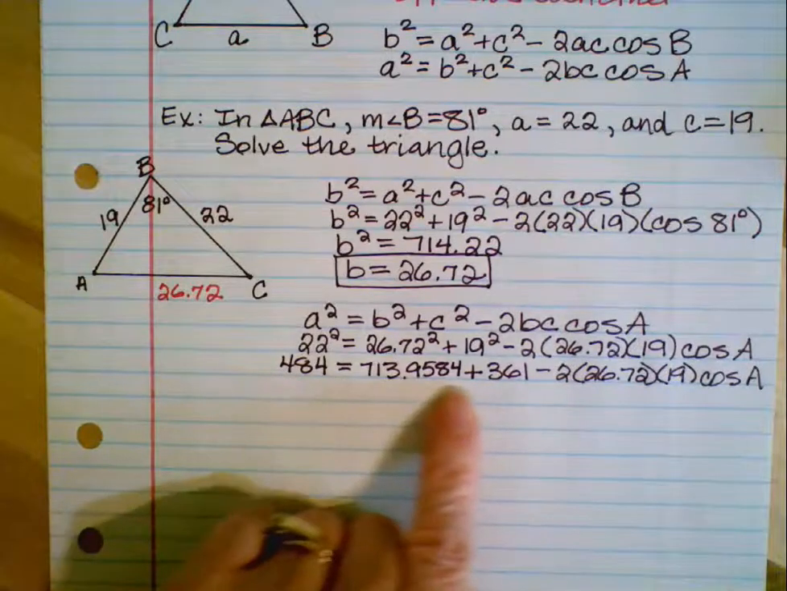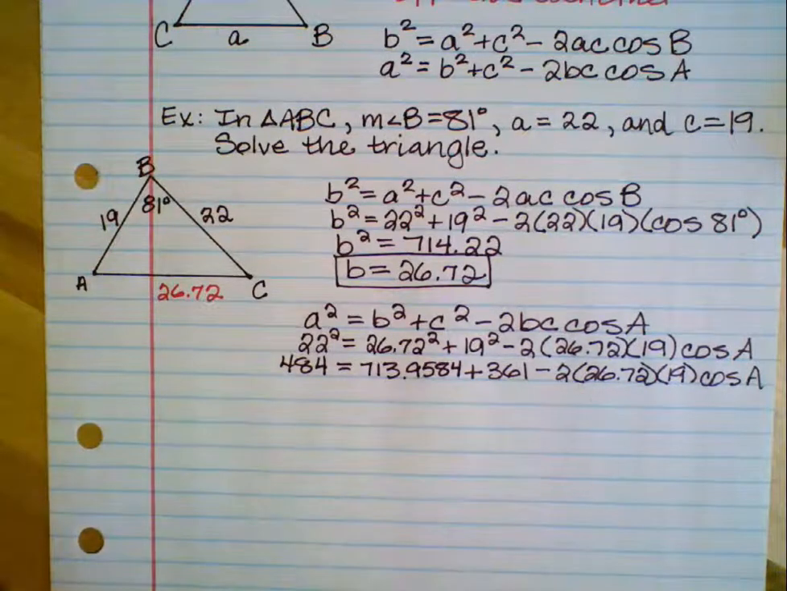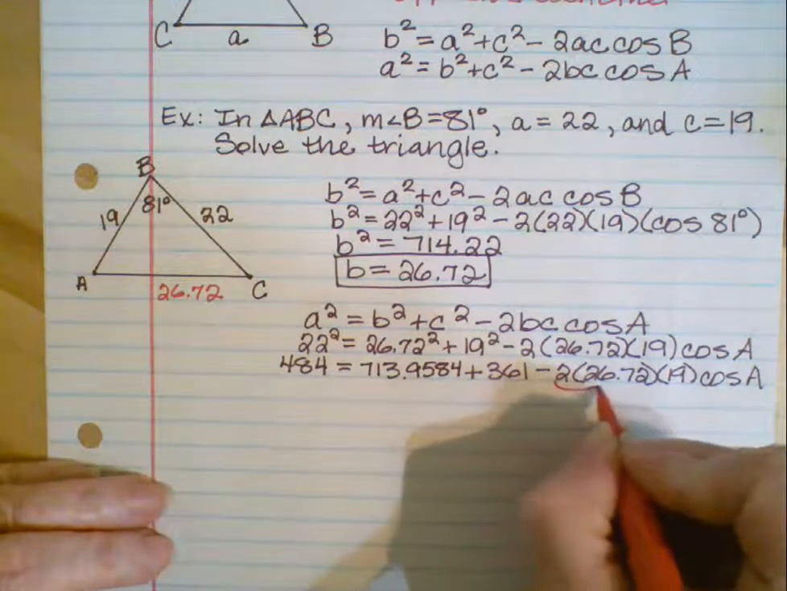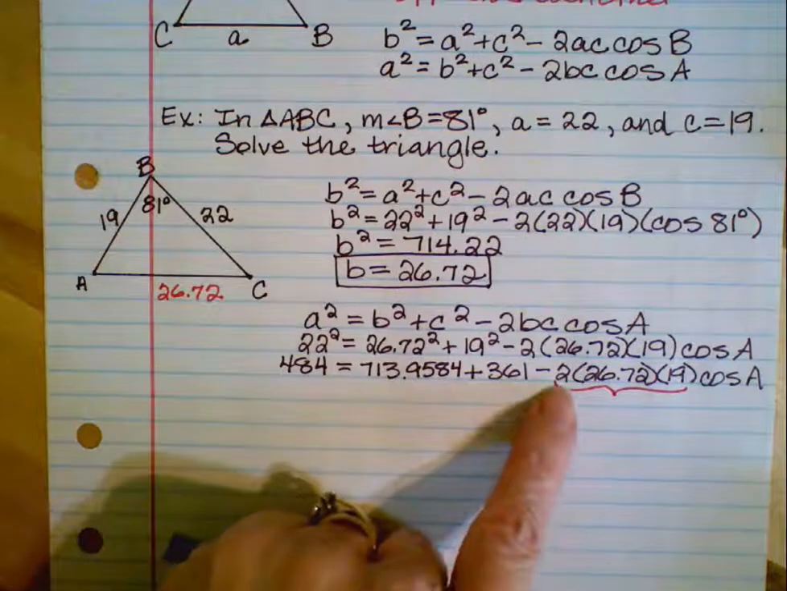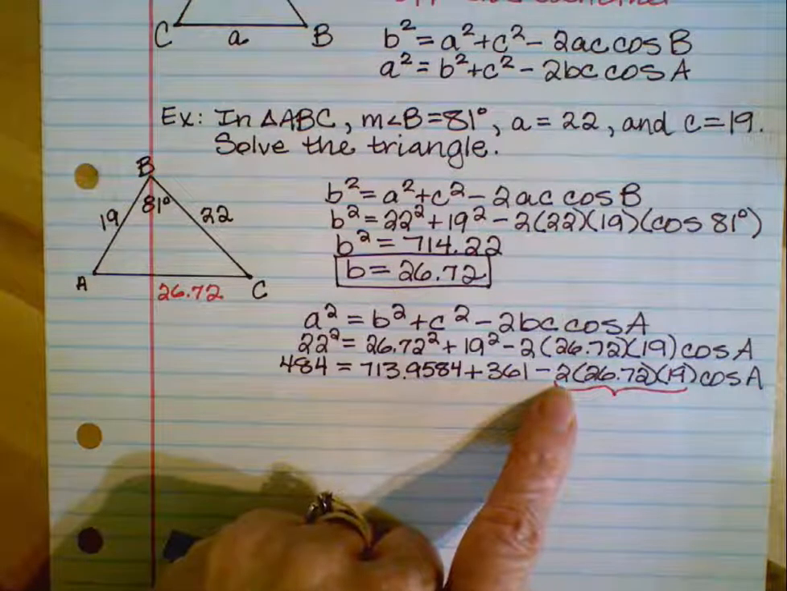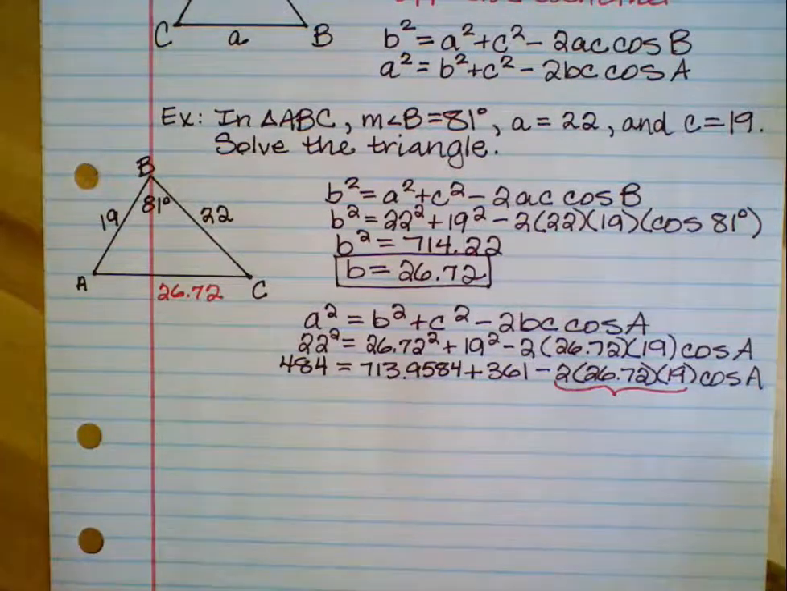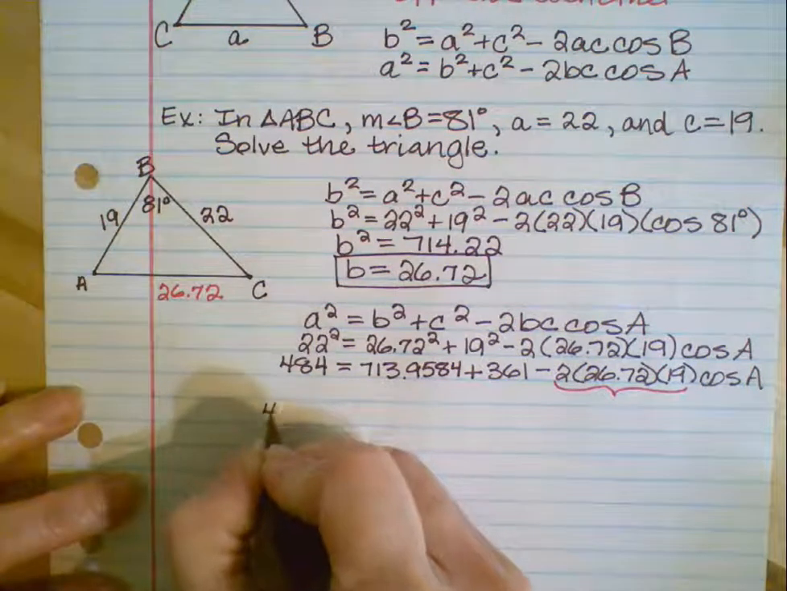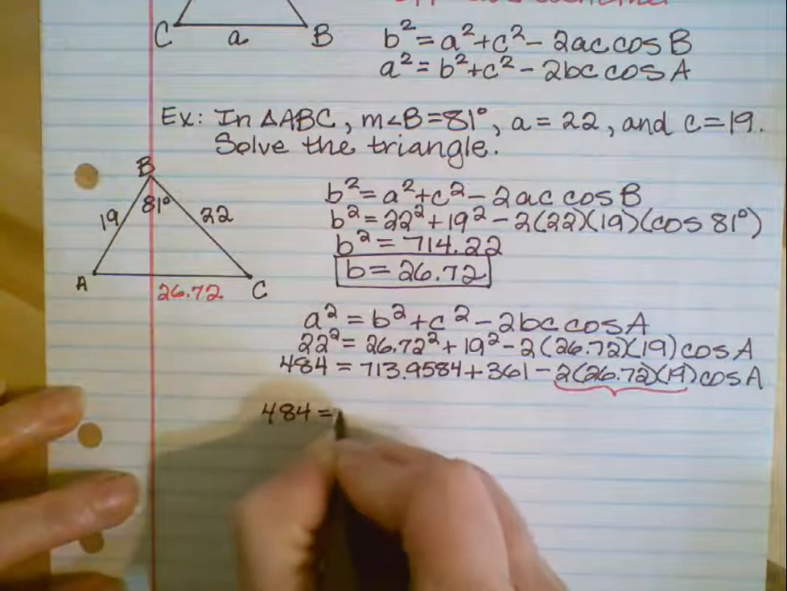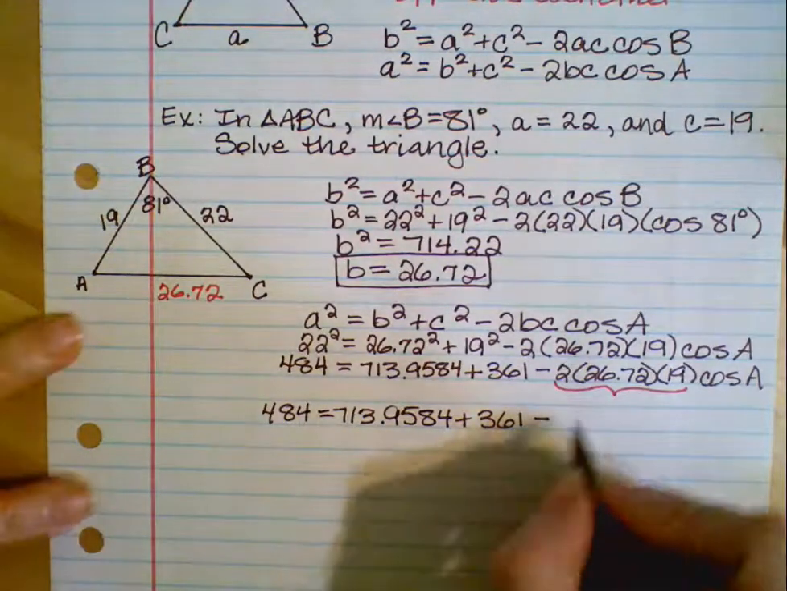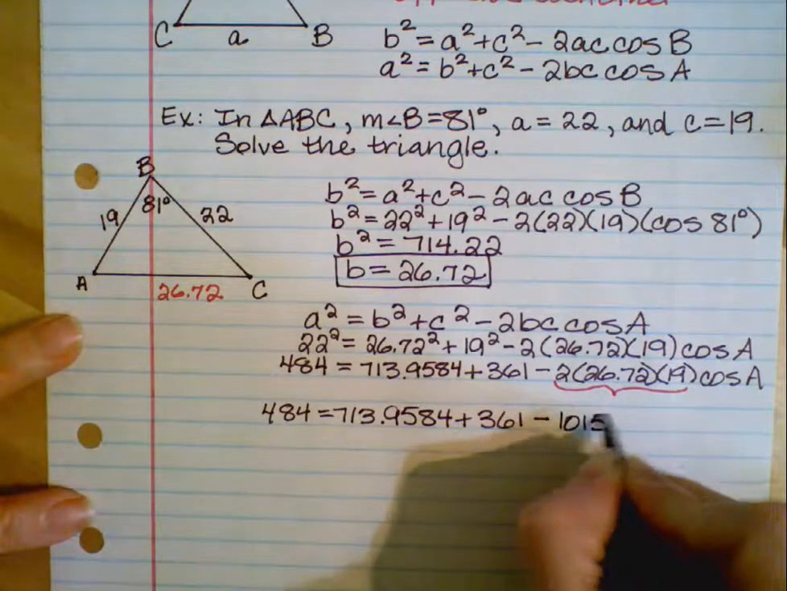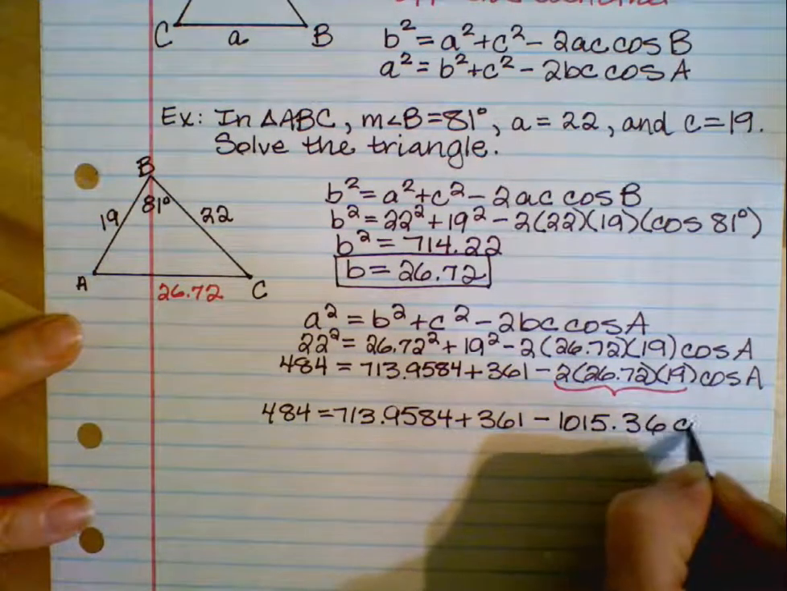So the only place that we see any multiplication and division in this case would be here with this 2 times 26.72 times 19. We know that that is also being multiplied by the cosine of the angle A, but for now we're just going to multiply these values together. We're going to leave everything else the way it is. So here we'd have this 484 equals 713, etc. And after that minus sign, now we have 1015.36 times cosine of angle A.